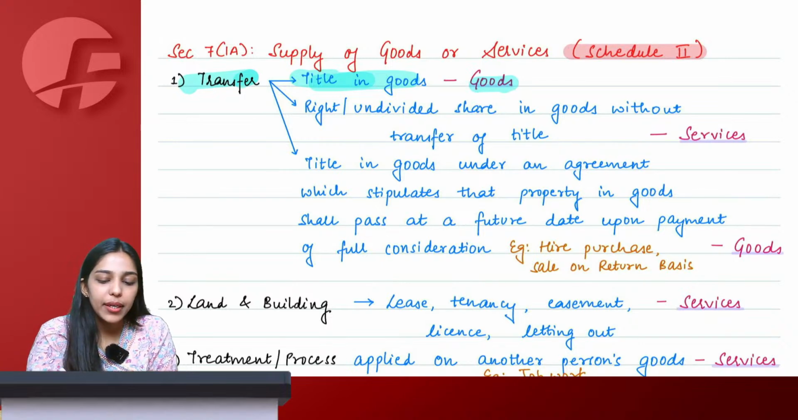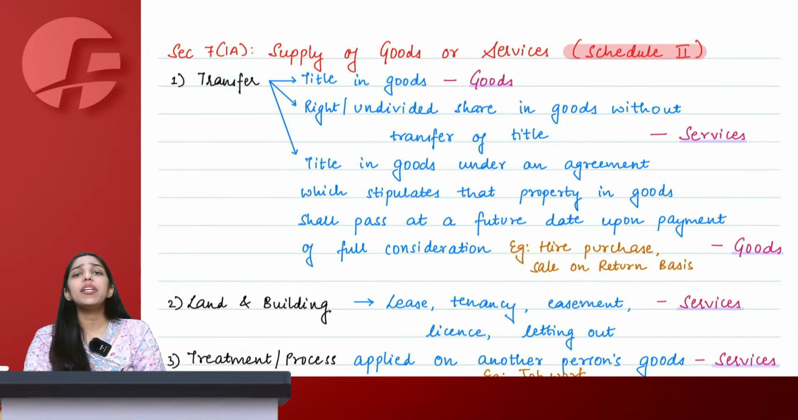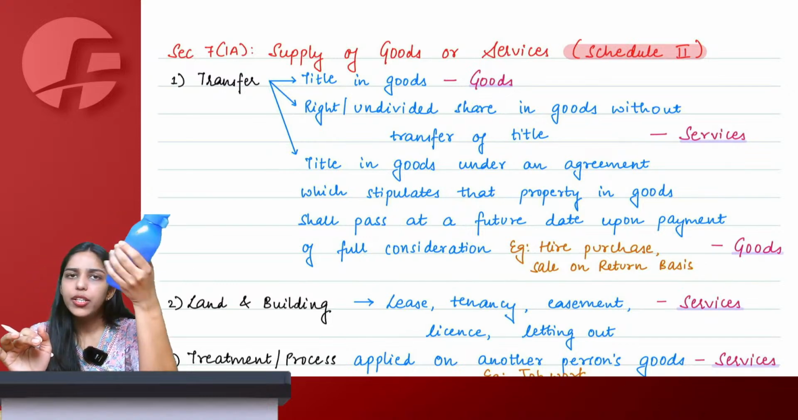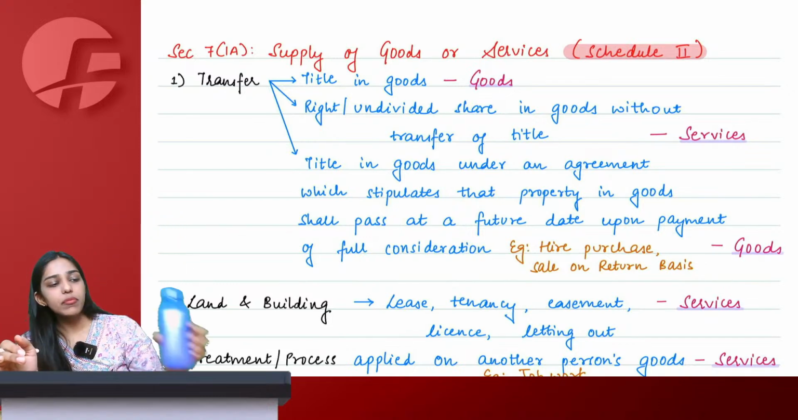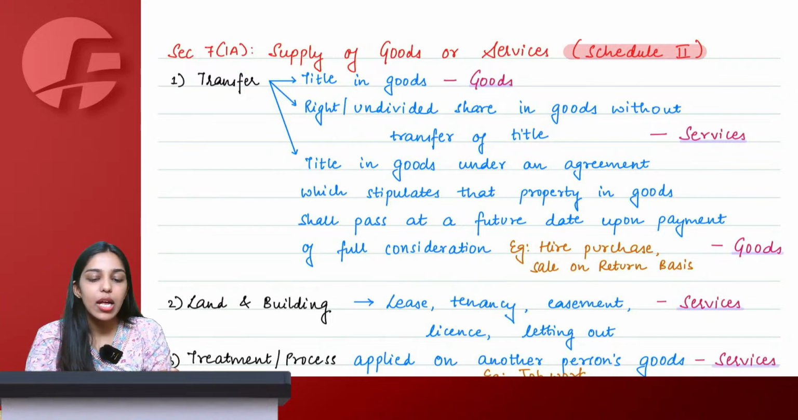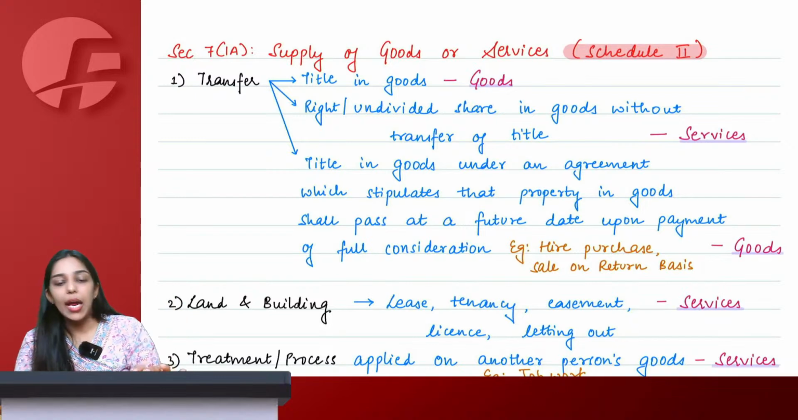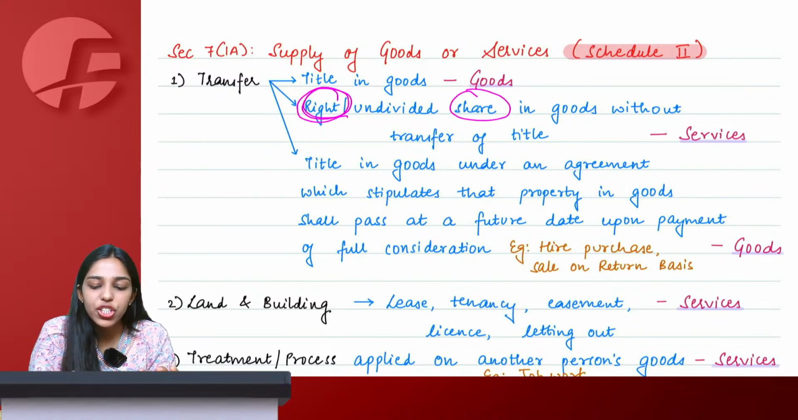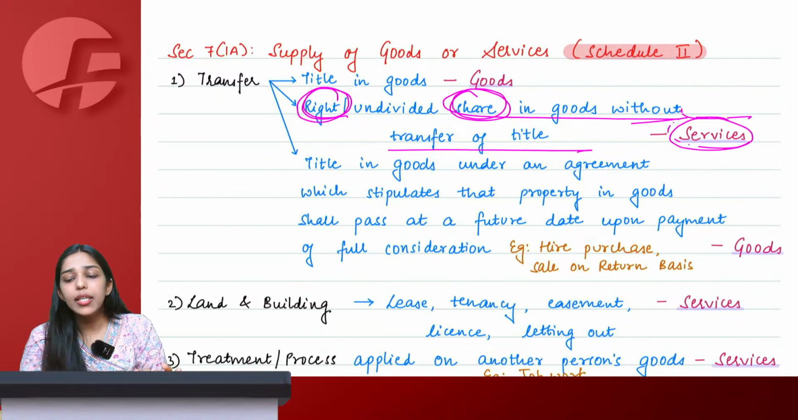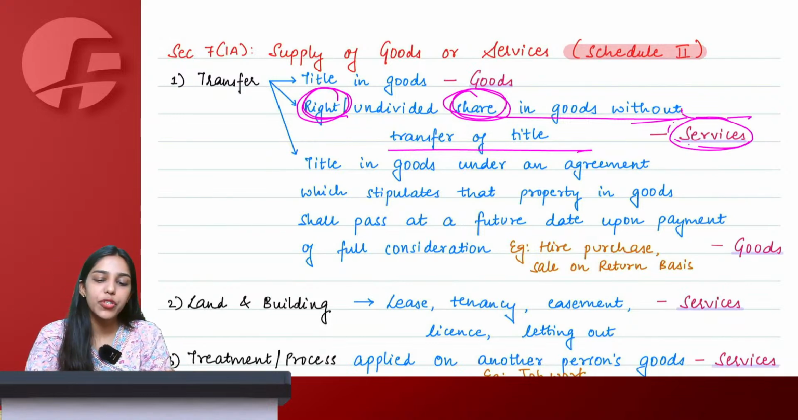Right. But at the same time, I'm giving this bottle just to use. I said you can keep this bottle for 3 days, use it and then give it back to me. Is it a transfer of goods? No. Then I will say it is supply of services. I'm not selling you the bottle. I'm just giving you the right to use this bottle without transfer of title. Then it will be considered as supply of service.